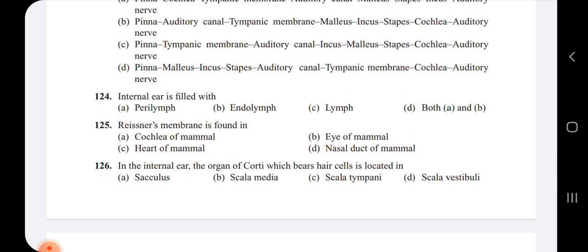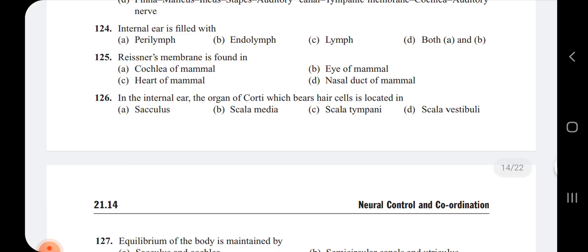Next question. The Reissner's membrane is found in. The Reissner's membrane is part of the ear, no doubt, but it is present only in the cochlea of the mammalian ear. That's why option A is the correct one. In the internal ear, the organ of Corti, which bears hair cells, is located in the scala media.